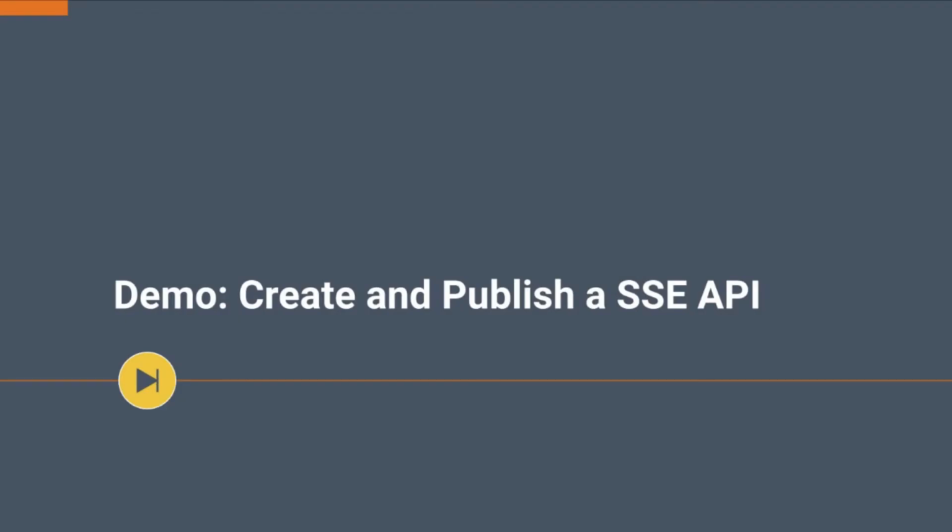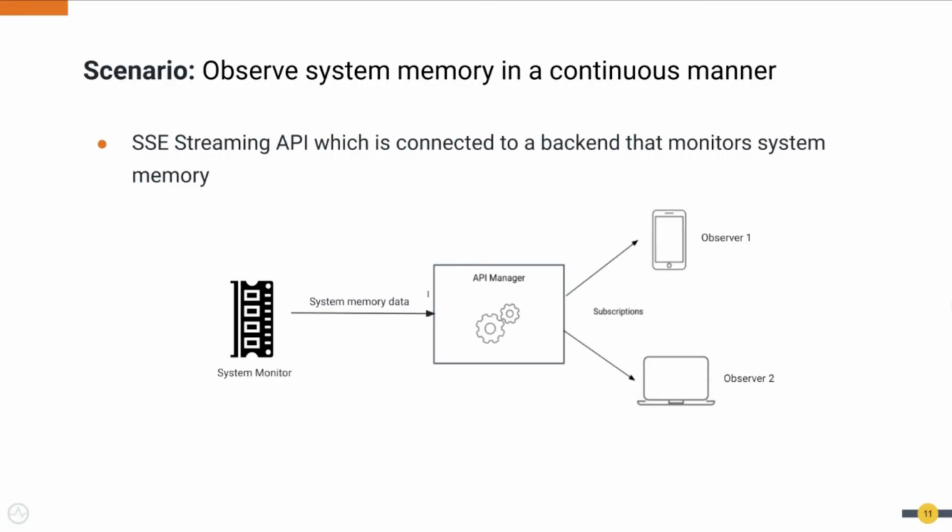Let's move on to a demo where we'll be looking at how we can create and publish an SSE API using WSO2 API Manager. Let's discuss the scenario. In this scenario, we have a system monitor which monitors the system and sends frequent updates about the memory usage. We need to have some sort of APIs to send these events as updates to the observers. We can think of the observers as a web app or a mobile application which receives frequent updates about the system memory usage. For this kind of usage, we can use SSE APIs because they will keep sending the events to the observers.